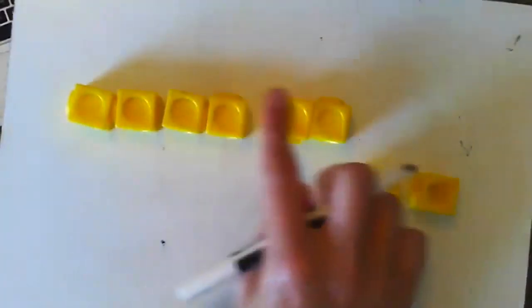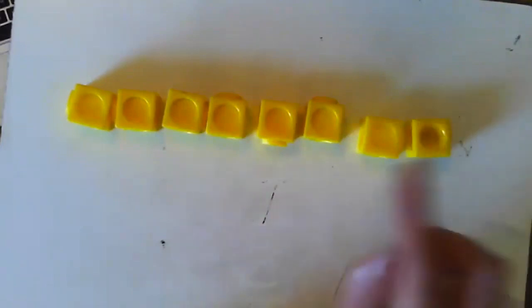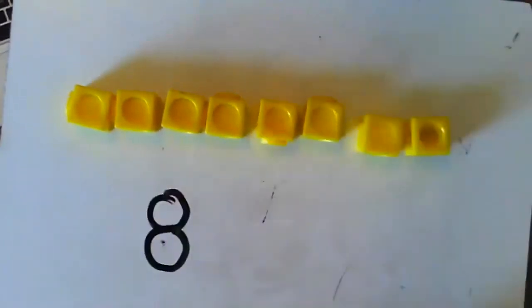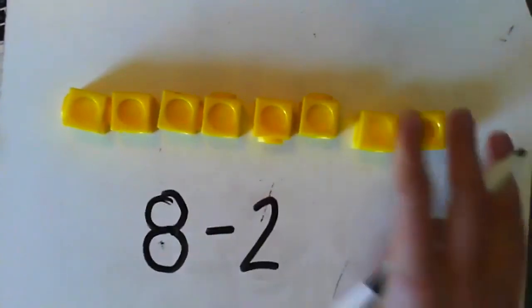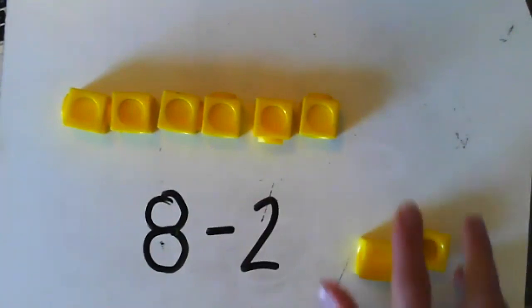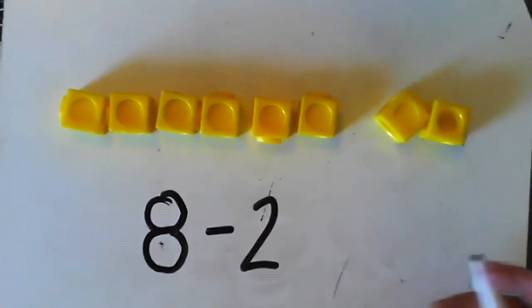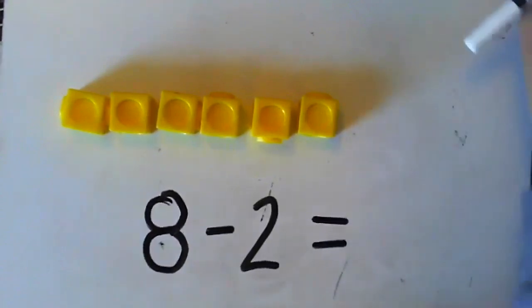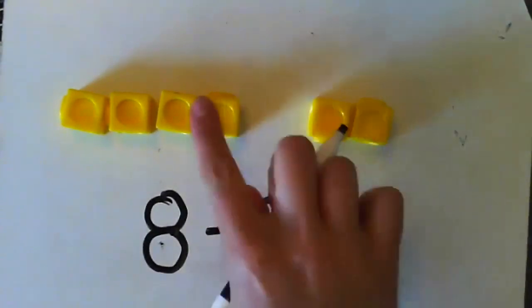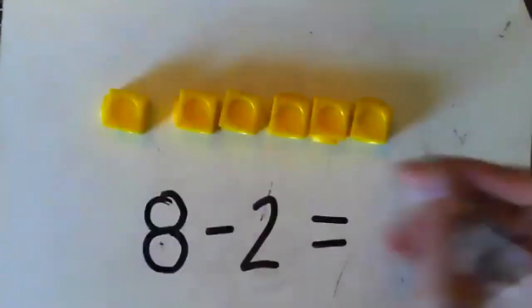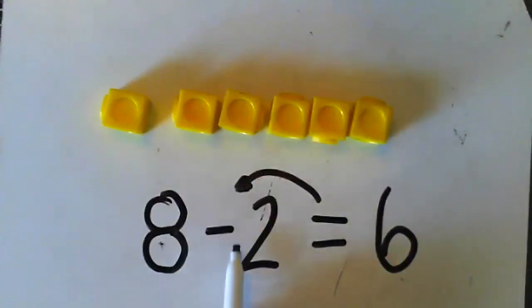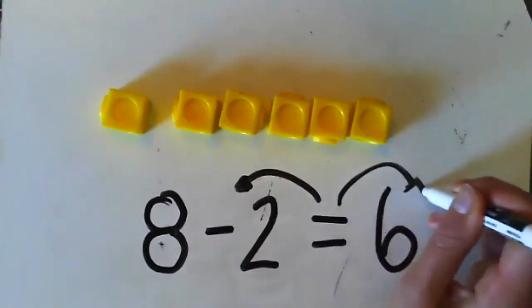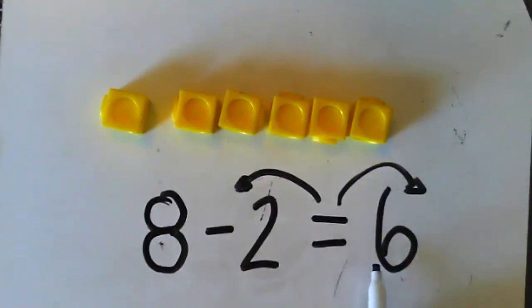1, 2, 3, 4, 5, 6, 7, 8 pieces of food to start. Then what happened? Then we took away 2. We fed them to the flamingos. Now what? That's right. Now we have 1, 2, 3, 4, 5, 6 pieces left. Having 8 and getting rid of 2, 8 take away 2, is the same as having 6. They are equal. 8 take away 2 is equal to 6.